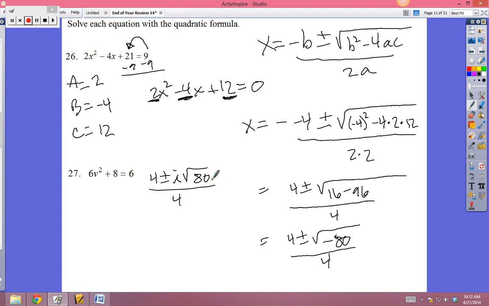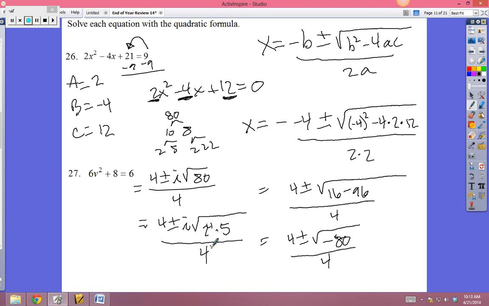Now there's probably some squares in 80 that we can factor out. So let's rewrite 80 as its prime factors. 80 is the same thing as 10 times 8. 10 is 2 times 5. 8 is 2 times 2 times 2. So let's swap out 80. So we're going to go 4 plus or minus an imaginary. Let's trade 80 for 2 to the 4th times 5, all divided by 4.